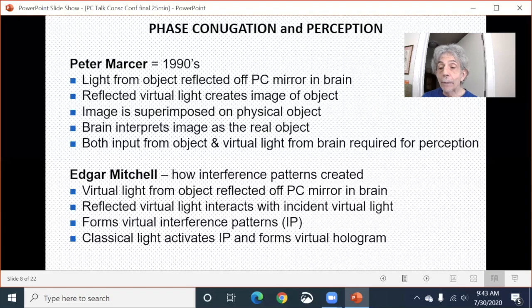Now, Edgar Mitchell extended that idea a little bit by talking about virtual holograms that would be a result of the interference patterns created by this process. And again, he had a phase conjugation mirror somewhere in the brain, and basically the same idea that Peter proposed, but added the component of a virtual hologram. And he further went on to propose that it would be involved with other mental activities like memory, which of course has been studied in the context of holograms.